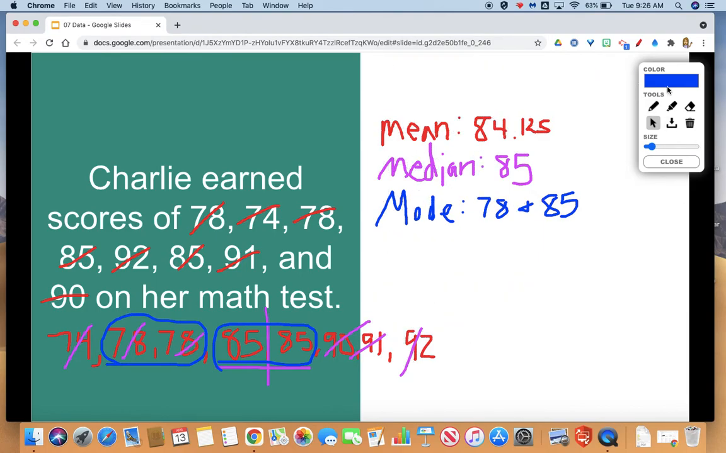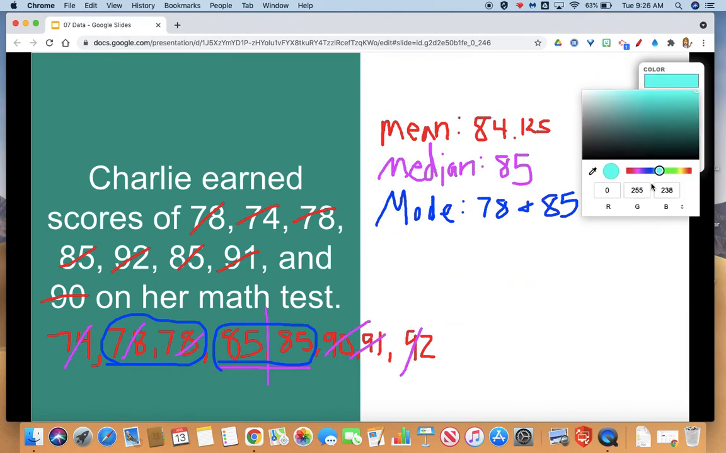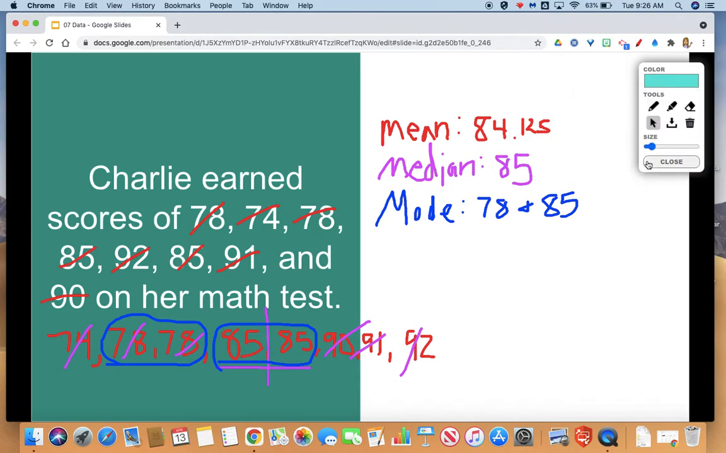My range is going to be my maximum minus my minimum. My data is already ordered, so it's easy to spot the max and the min. The max is 92, the min is 74. I subtract those to get 18.